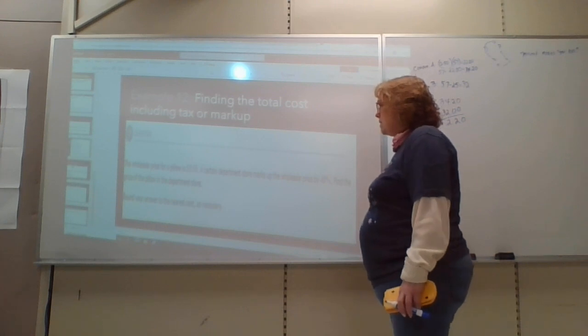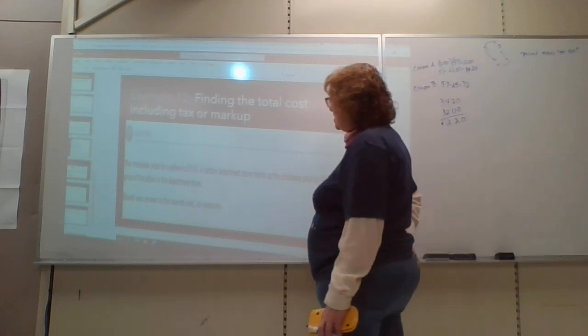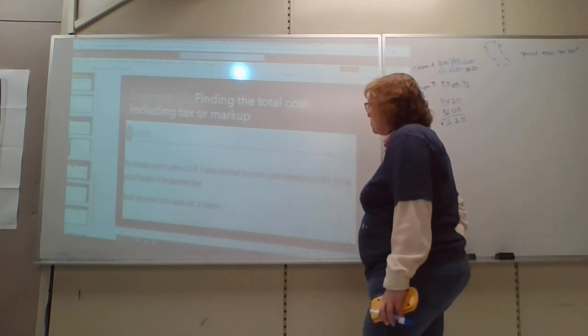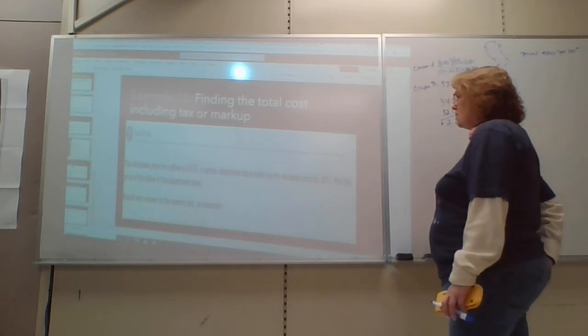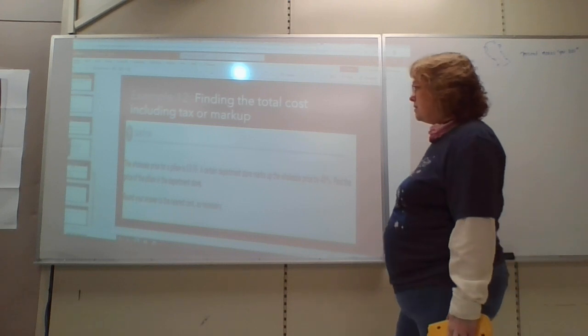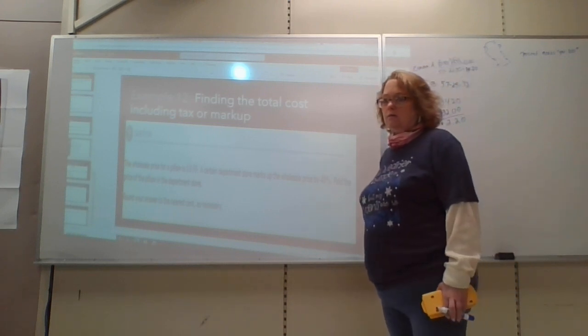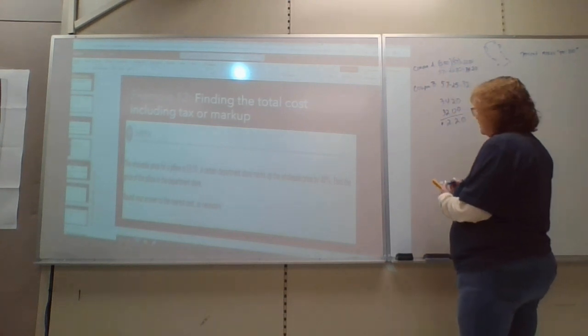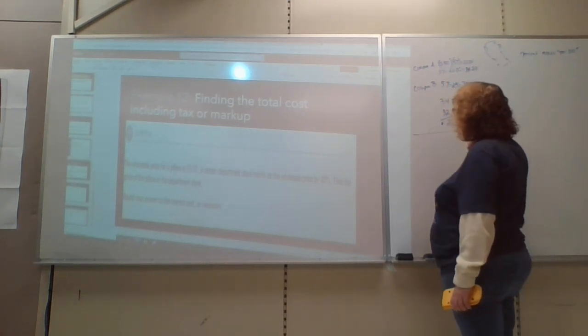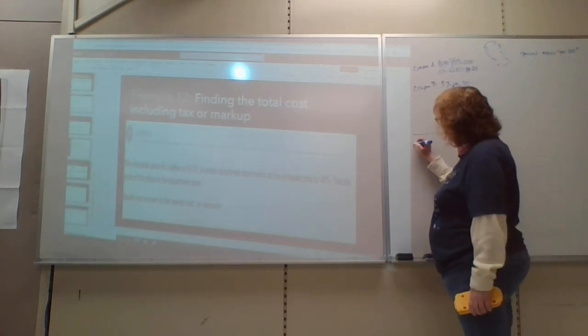The wholesale price of a pillow is $8.50. A certain department store marks up the wholesale price by 40%. Find the price of the pillow in the department store. You would take the 8.5 and times it by 0.40.